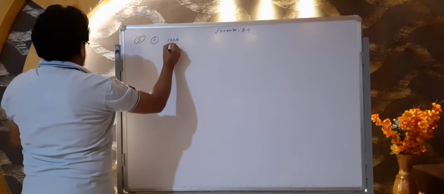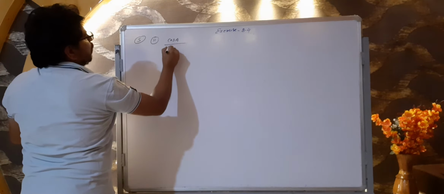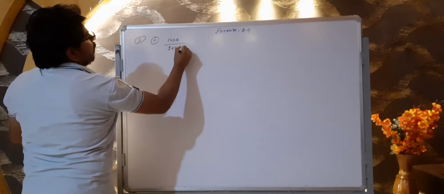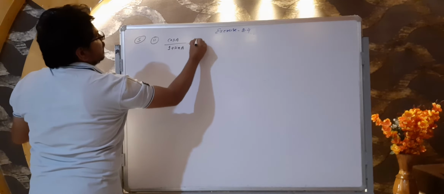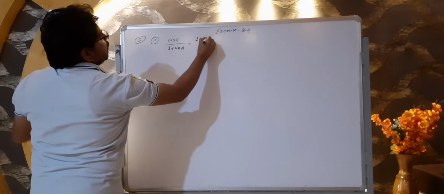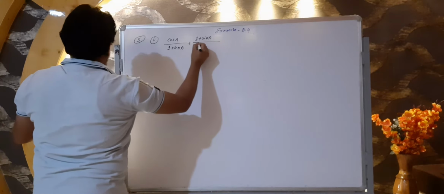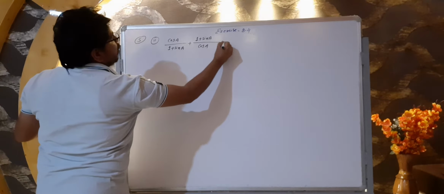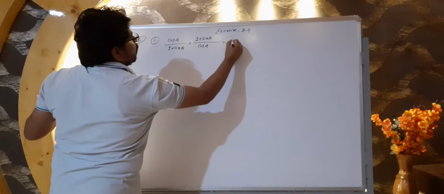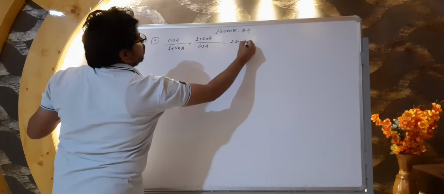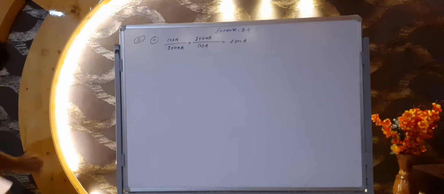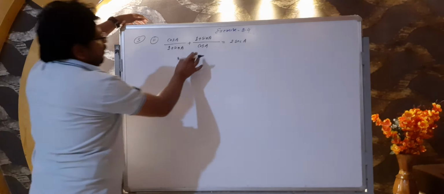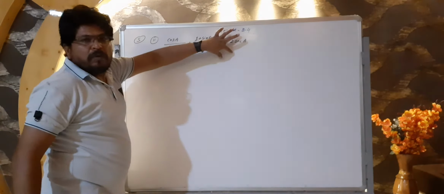Cos A upon 1 plus sin A plus 1 plus sin A upon cos A is equal to 2 sec A. Okay. Let's see here. Here also, with the help of LHS, we will prove RHS.